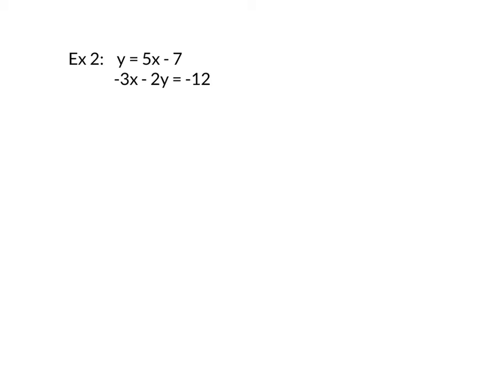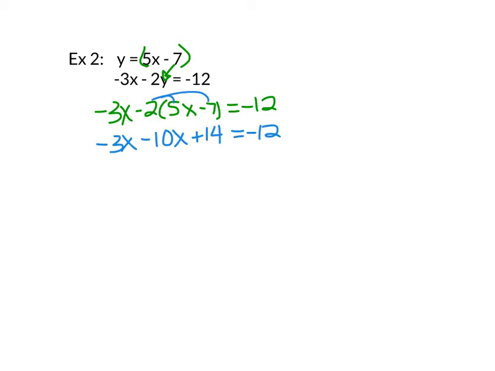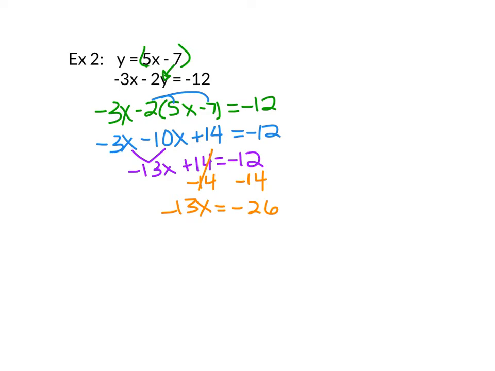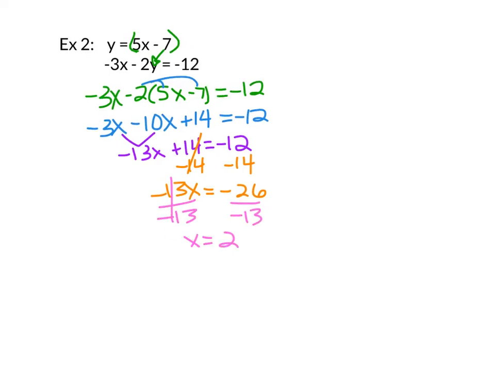Again, on our top equation, the y is already solved for. It's 5x minus 7. So I'm going to replace that in our second equation. Okay, so now I can distribute the negative 2. My next step is to combine like terms right here. Let's start getting x by itself. I'll need to minus the 14 to the other side. Almost done, we just need to divide. Alright, so we get x equals 2.